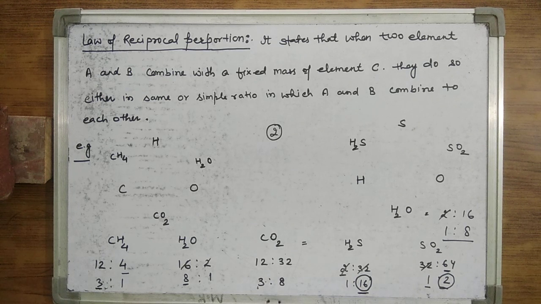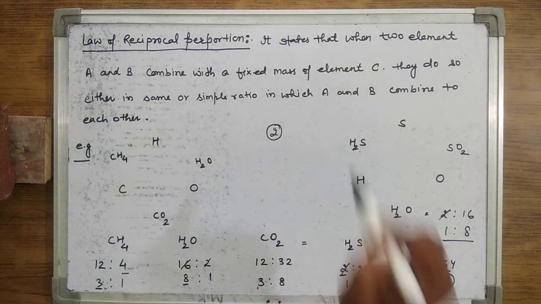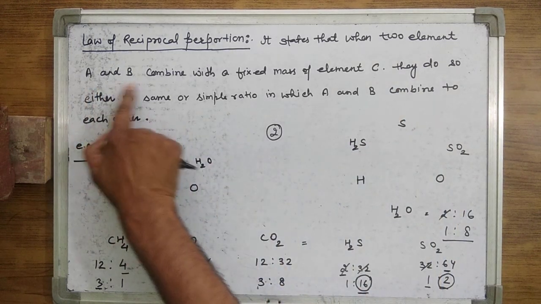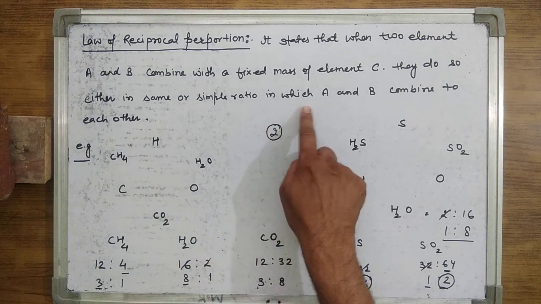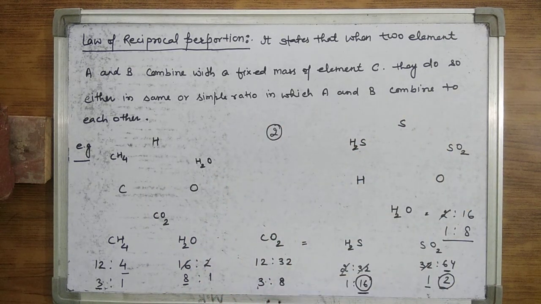In that, we continue the law of chemical combinations. Today we study our fourth law, the law of reciprocal proportion. It states that when two elements A and B combine with a fixed mass of element C, they do so either in the same or simple ratio in which A and B combine to each other.